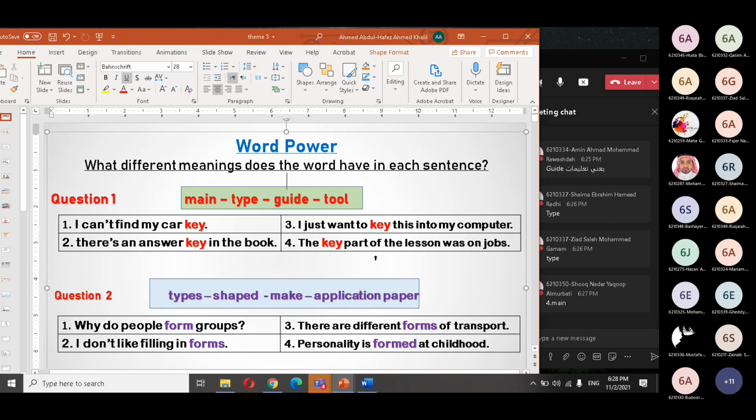Let us take another example. The word form. In question 2, you have also four sentences with the word form. Try to find the meaning of the word form in the four sentences. Read it.